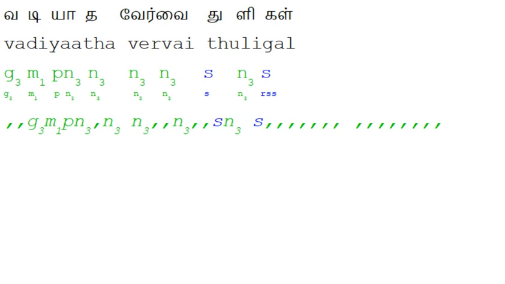Vadiyada vervai, ga ma pa ni ni ni ni. Vadiyada ga ma pa ni ni. So this part to ni is a slide actually. Vadiyada ga ma pa ni, this is a slide. Ni vadiyada vervai ni ni thuligal, sa ni sa. So this upper sa, the detail is ri sa sa. Sa ni ri sa sa, thuligal.